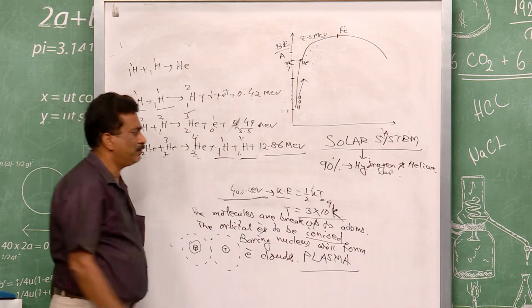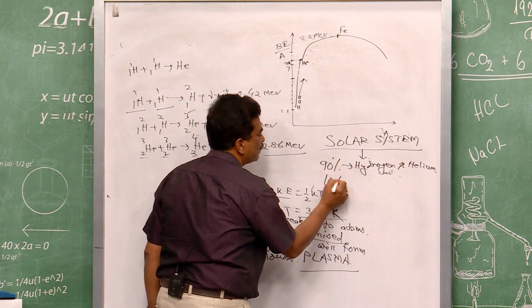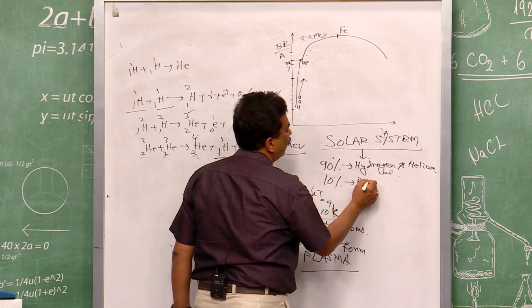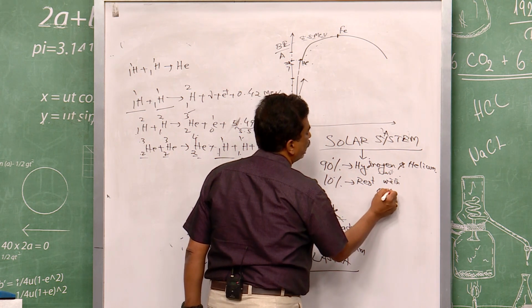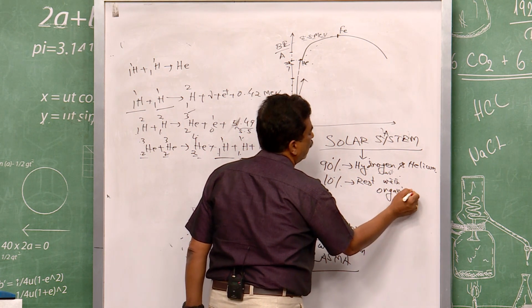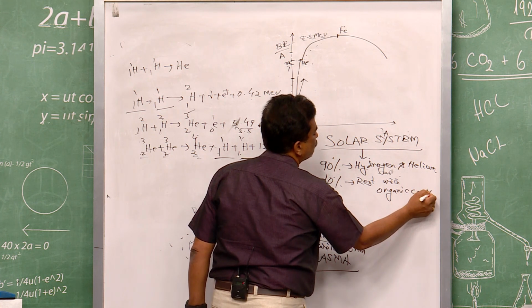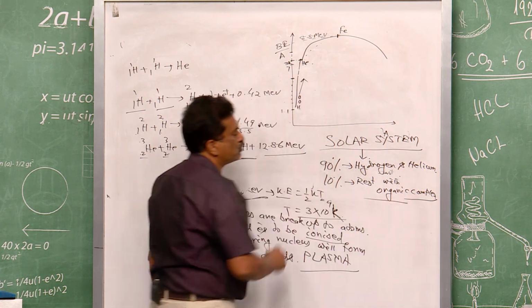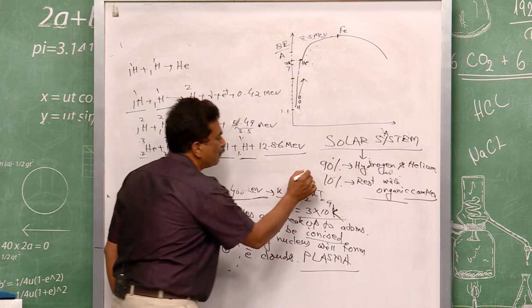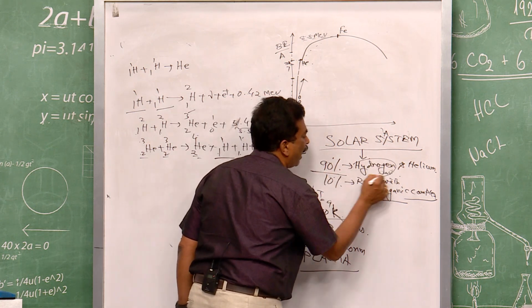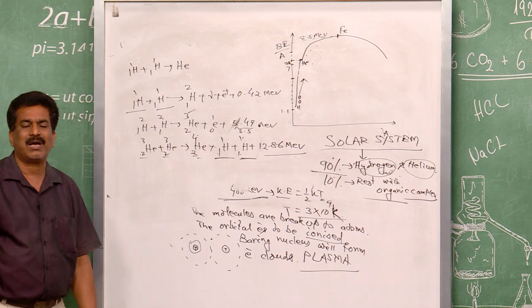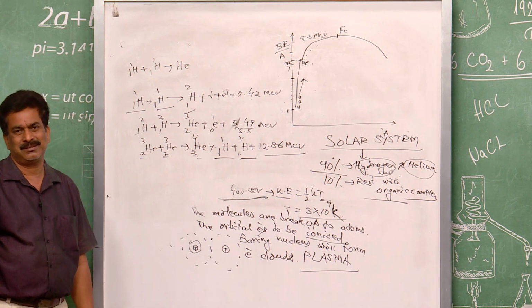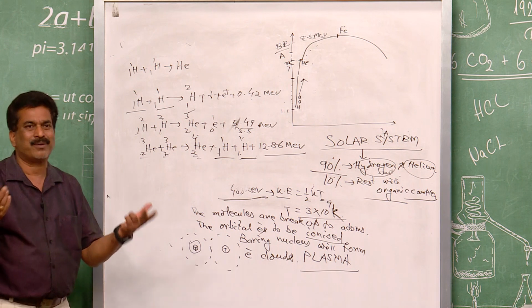Hydrogen and helium make up about 90%. Then the 10% is the rest, with organic complexes also formed there. Out of the 90% of hydrogen and helium, are these the lighter or the heavier particles? They are the lighter particles.